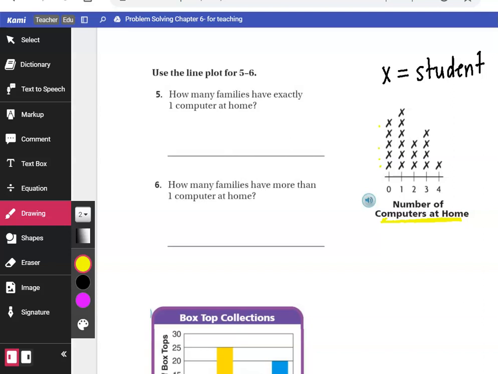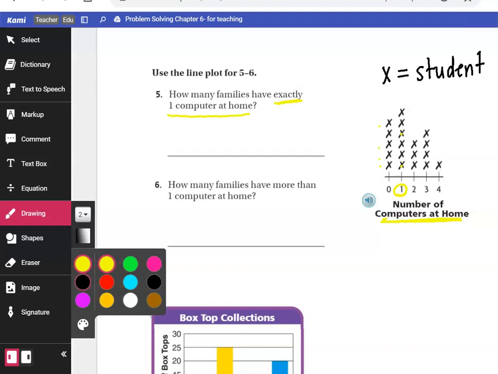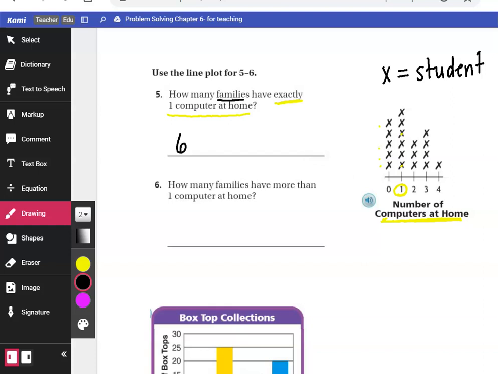So let's go to number 5 and see what the question is asking. How many families have exactly 1 computer at home? So I'm going to underline that. 1 computer at home. And because I know that the X's are representing the students, I have to look down here. These are the computers. And so 1, I'm going to circle that. Because 1 computer, that's what my label says. I'm going to see how many students have 1. Let's count. 1, 2, 3, 4, 5, 6 students or families. So 6, and I look after the word how many. 6 families have 1 computer at home.